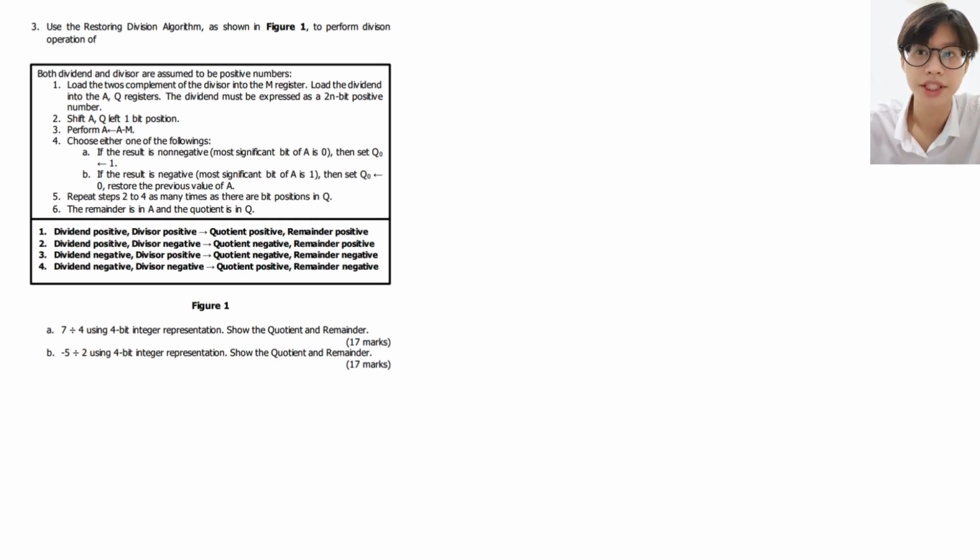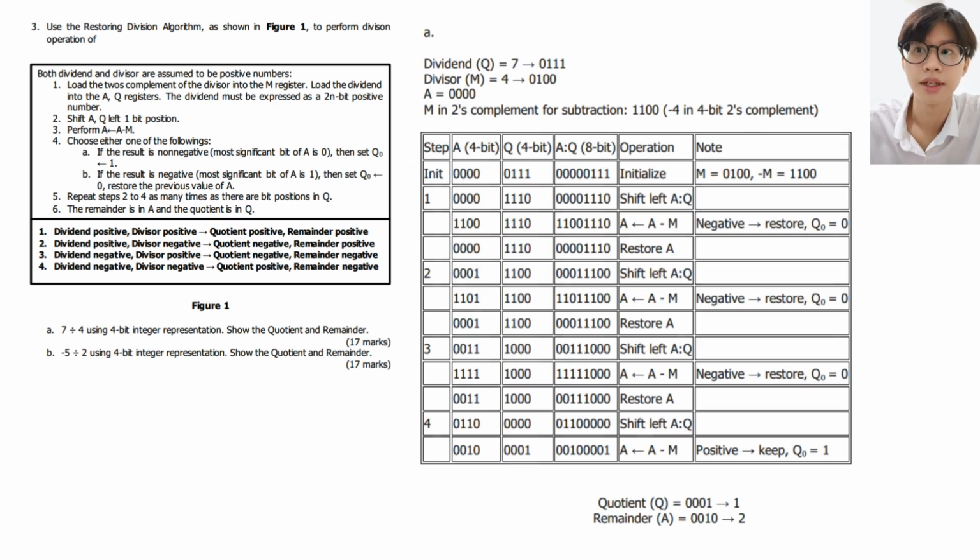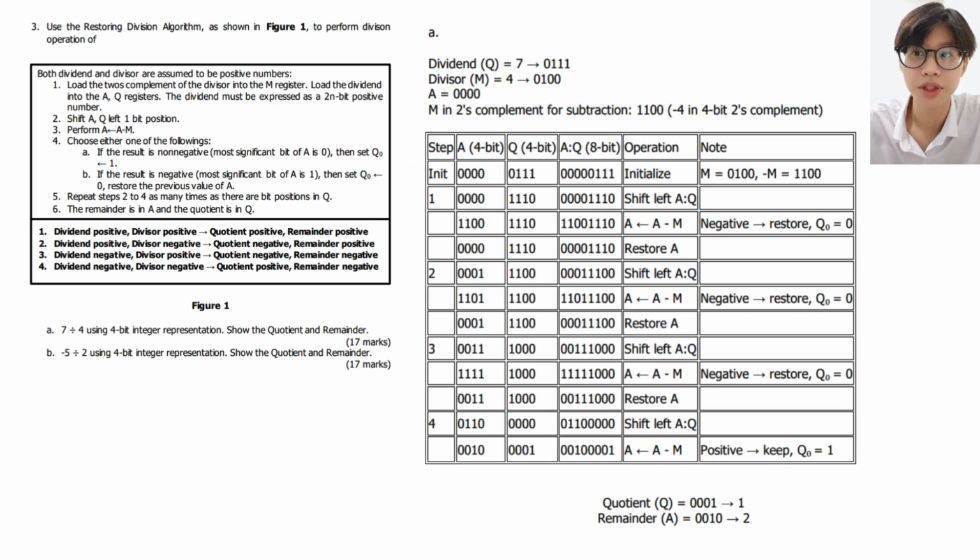This is question 3, part A, where we divide 7 by 4 using the restoring division algorithm. The dividend is 7, which is 0, 1, 1, 1 in binary. The divisor is 4, which is 0, 1, 0, 0 in binary. Then the two's complement of the divisor in M is 1, 1, 0, 0. The A register is initialized to 0, 0, 0, 0.